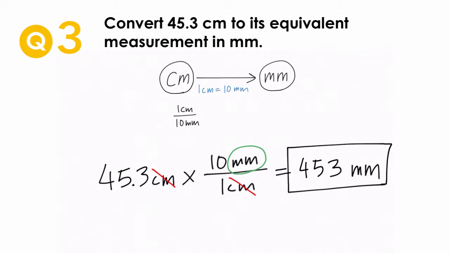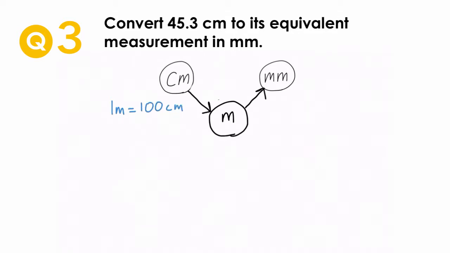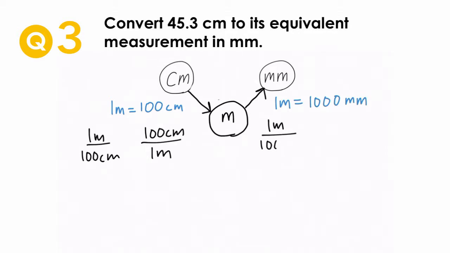If you didn't know that there are 10 millimeters in 1 centimeter, which happens to many of you American students, you can always take step by step, going through the base unit. Meaning you can convert centimeters to meters first. Then you can convert meter to millimeters. The first step, you have this equivalence, so you have these conversion factors. The second step, you have this equivalence, so you have these conversion factors.